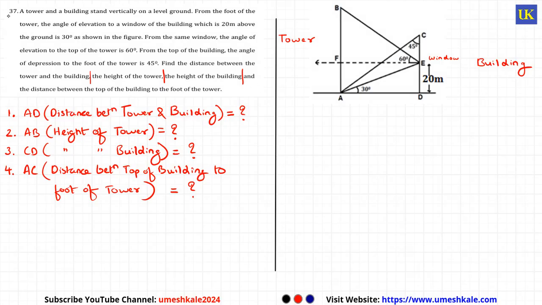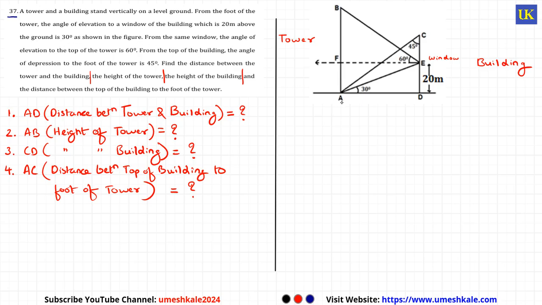So here we'll see question number 37. A tower and a building stand vertically on the level ground. So on the level ground, there is one tower, which is standing straight, and there is a building which is standing here. So AB is the tower and CD is the building. From the foot of the tower, the angle of elevation to a window of the building, which is 20 meters above the ground, is 30 degrees, as shown in the diagram.